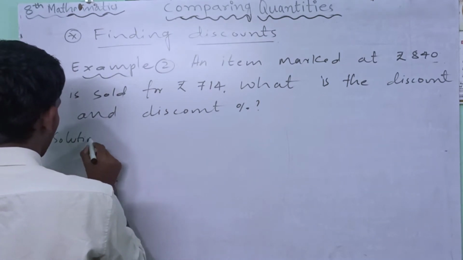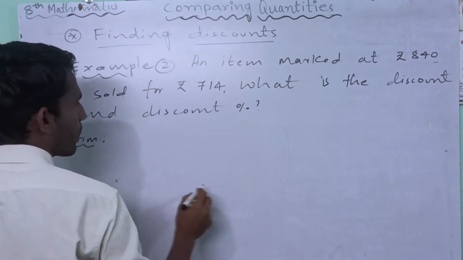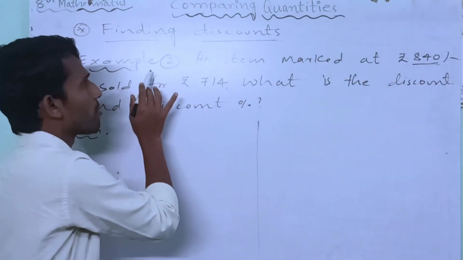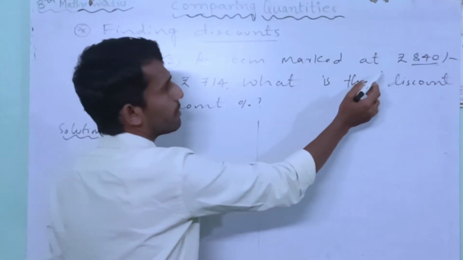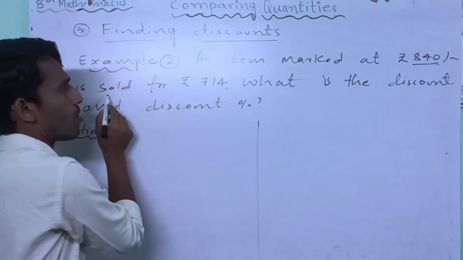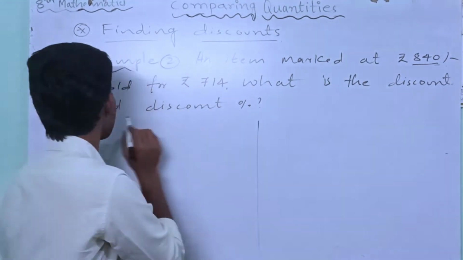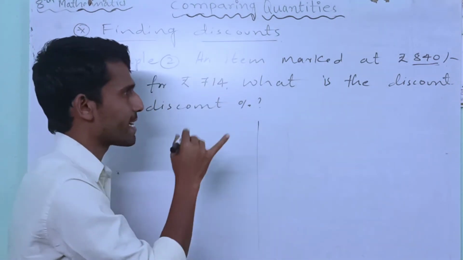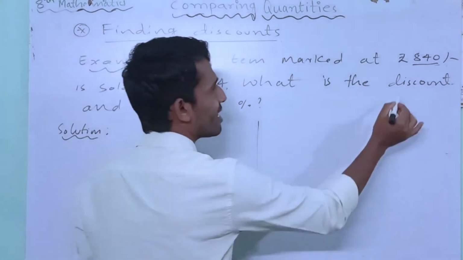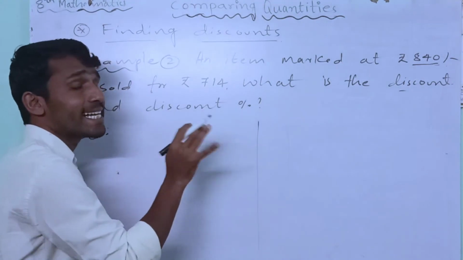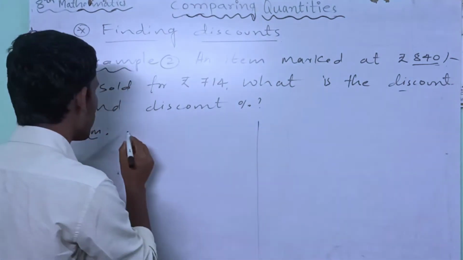Solution. Dear student, example 2. An item marked at 840 is sold for 714 rupees. What is the discount and discount percentage? Here we have to find the discount and the discount percentage. That is the solution here.